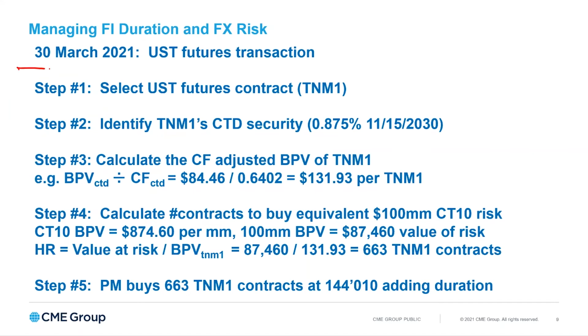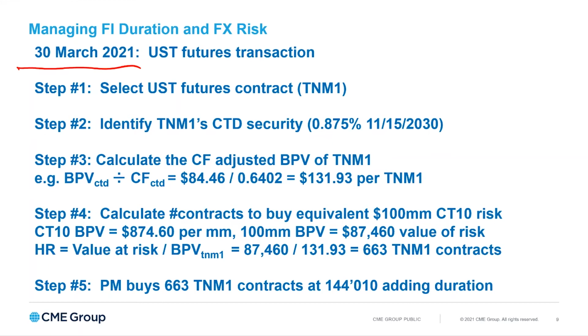So let's go to our start date and look at the futures transaction. The first thing we want to do is pick one of the 7 Treasury futures we want to use for this duration extension exercise. And because we wanted to use as close to the current 10-year on-the-run equivalent, we're going to use the Ultra 10-year note.